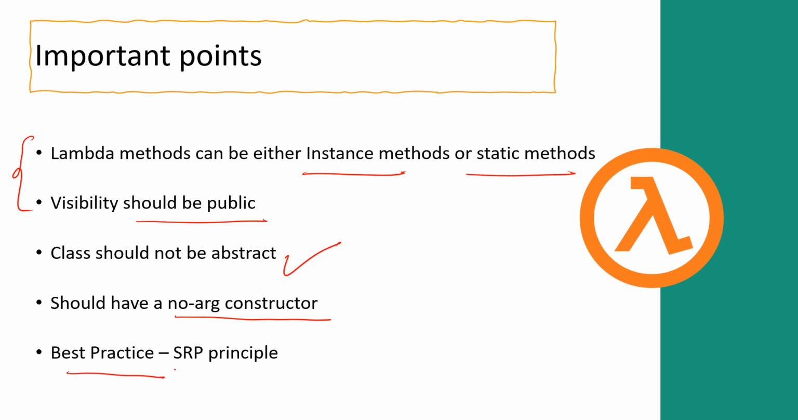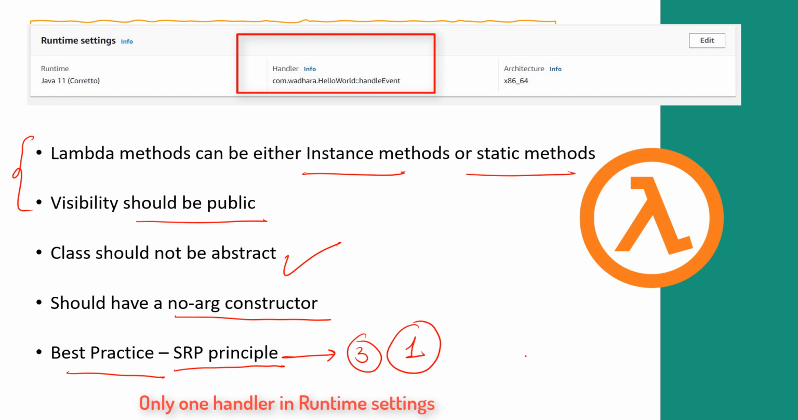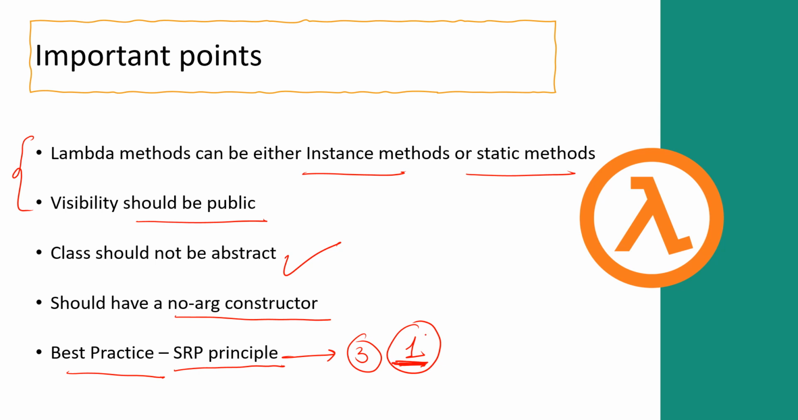The last point is a best practice while creating Lambdas. You should always use the single responsibility principle. If you're a Java programmer, you might be aware of SOLID principles. Think about it. Even if you create three handlers in your Lambda function, when we configure our Lambda, we always give only one handler name, which will be invoked every time you call your Lambda function.